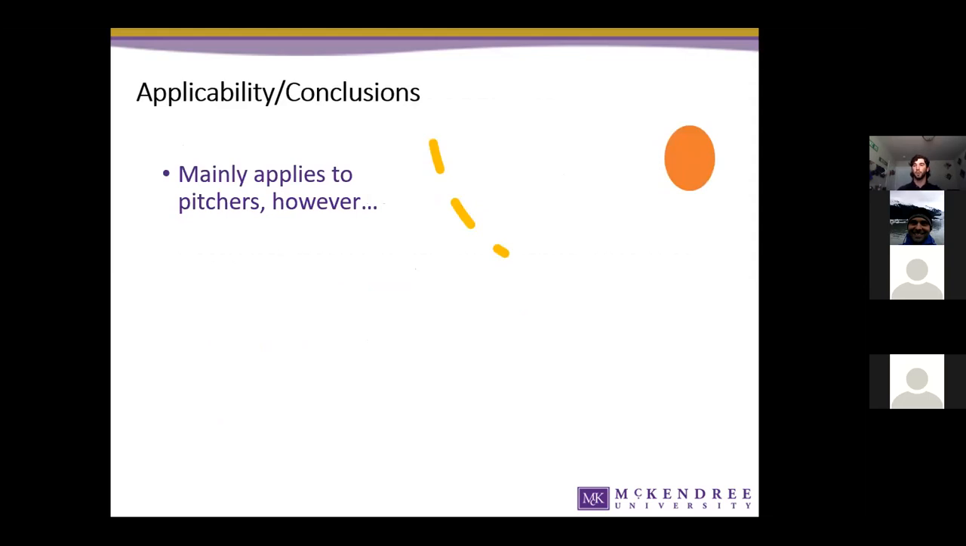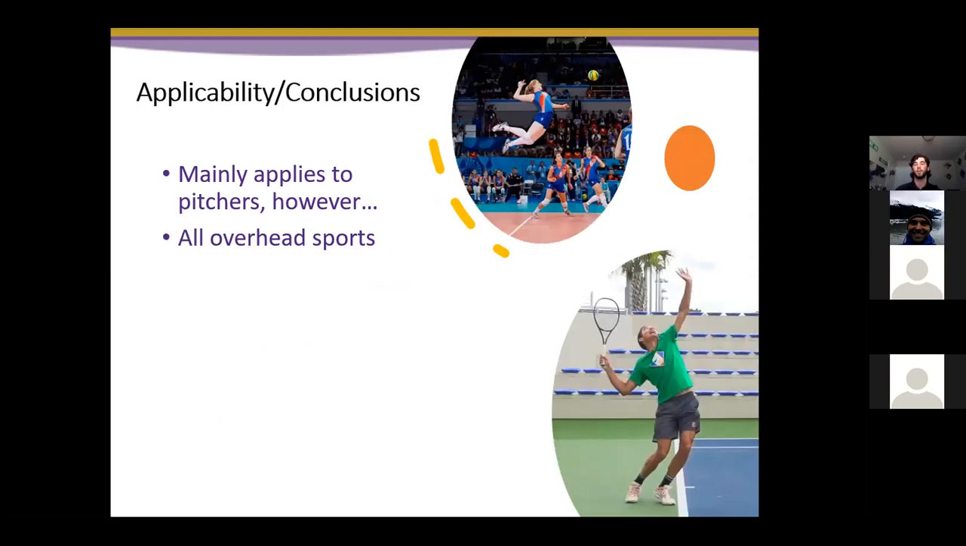So why is this applicable? What are my conclusions? What are my takeaways? This whole paper and this whole presentation mainly applies to pitchers. However, it deals with realistically all overhead sports because of the sport-specific lifting techniques, because of the rehabilitation techniques, because of the similarities in movements between the sports. So I have volleyball, in a spike, you see the same sort of arm motion as you see in pitching, and in tennis, you see similarities as well.